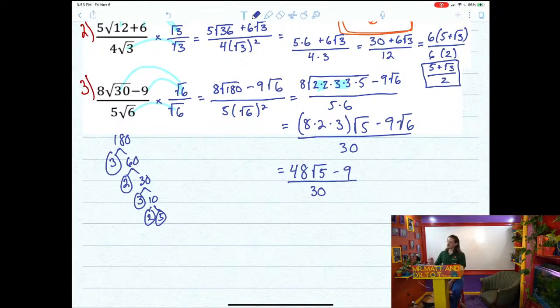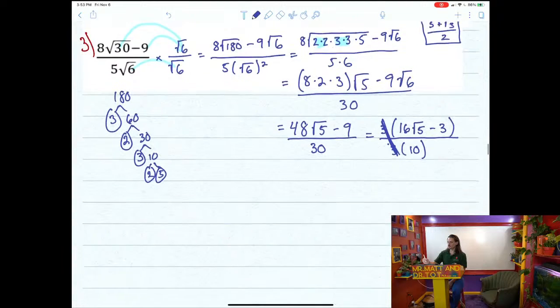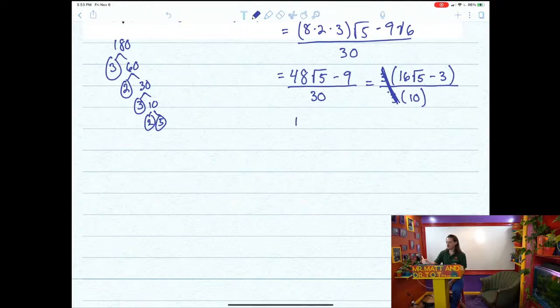And it looks like all of those are divisible by 3. If we pull a 3 out, 48 divided by 3 is 16. So this is going to be (16 root 5 minus 3). 9 divided by 3 is 3. 30 divided by 3 is 10. So the 3's cancel now. And your final answer for number 3 in simplified form would be (16 root 5 minus 3), quantity divided by 10.